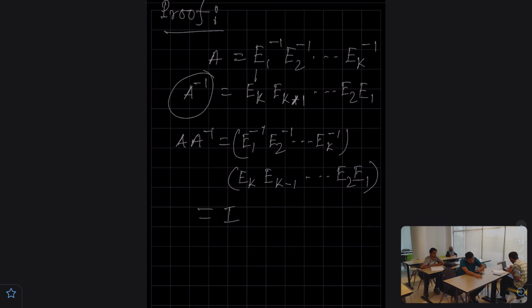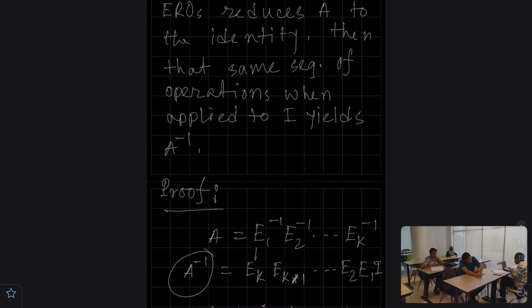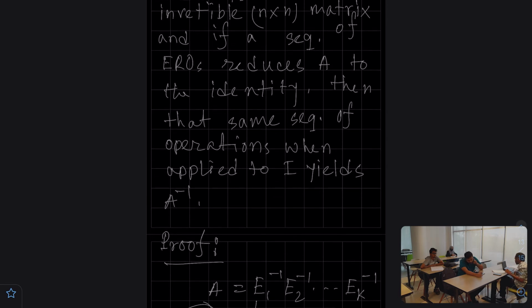So Ek inverse is what? The inverse operation of Ek, right? So I am constructing this A inverse by applying the inverse operation on what? On just the identity matrix. That means from this corollary follows that if A is an invertible n cross n matrix, and if a sequence of EROs reduces A to the identity, then that same sequence of operations when applied to I yields the A inverse. Does it make sense?